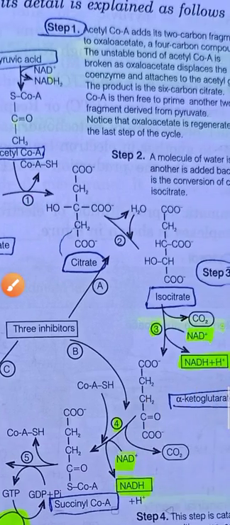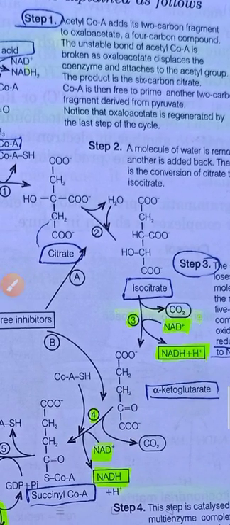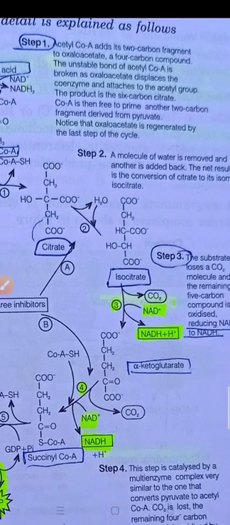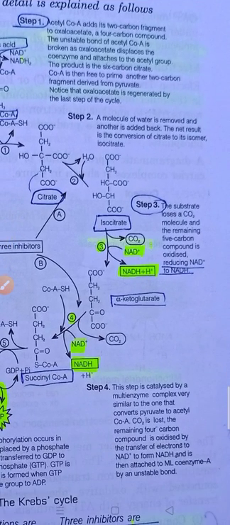Okay, then this citrate, in step 2, one water molecule is removed from citric acid, and another H2O is added to it. One water molecule comes out of citrate and another molecule is added. Meaning citrate is isomerized to isocitrate. What will citrate form? Isocitrate, by the process of isomerization, leading to the formation of alpha ketoglutarate.